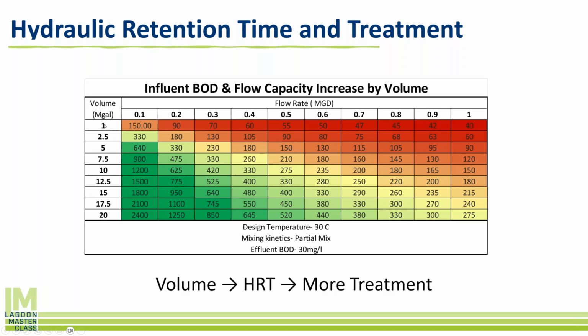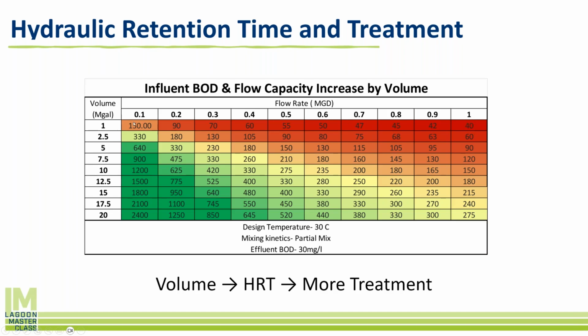If you have a 1 million gallon lagoon system at a 1 million gallon per day flow, that's a 1-day HRT. So we're only able to treat 40 milligrams a liter down to 30 milligrams a liter. We're only knocking off 10 milligrams a liter in that 1 day. There's not a lot of treatment happening in that lagoon system.